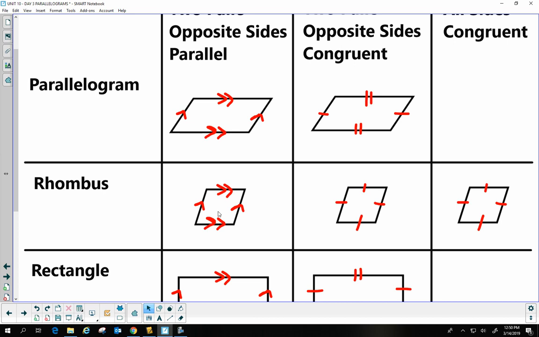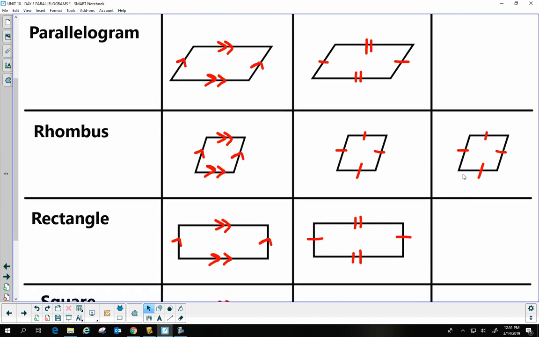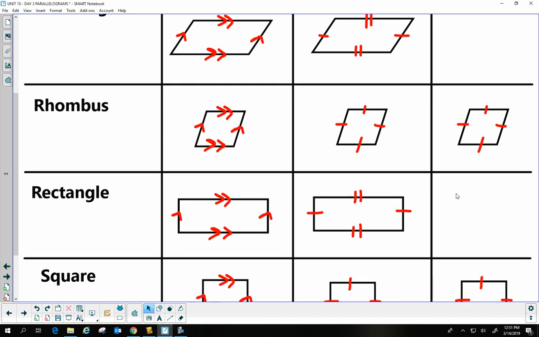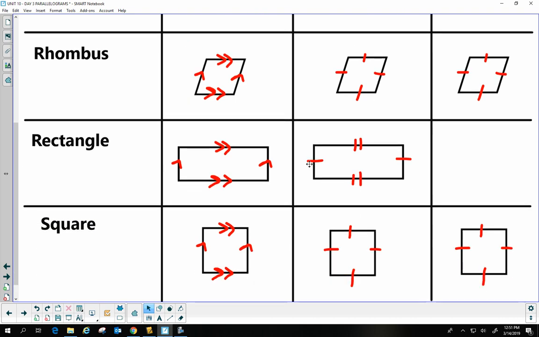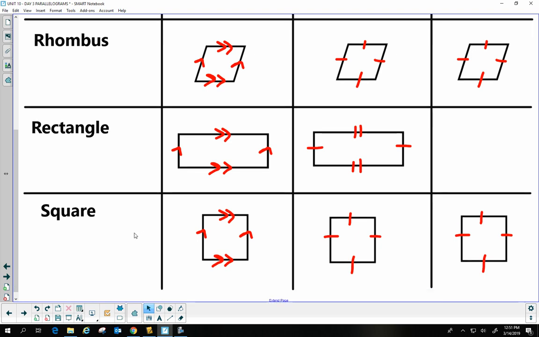In a rhombus, those two things are also true. And furthermore, as I mentioned on the last page, in a rhombus all the sides are the same. So opposite sides are the same, but they're all the same as each other. So if one side in a rhombus is 3 centimeters, all the sides in that rhombus are 3 centimeters. A rectangle also has the same properties of a parallelogram: sides parallel and congruent. And then the square has all of these properties. Opposite sides are parallel, opposite sides are congruent, and all of the sides are equal.